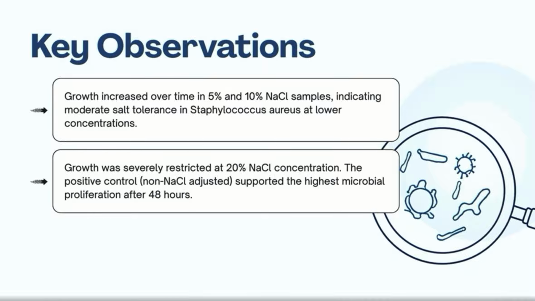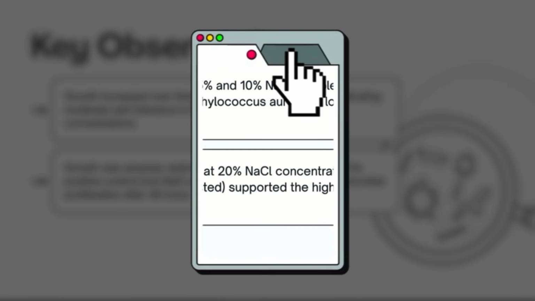To summarize our core findings, there are two key observations from this experiment. Observation 1. Microbial growth clearly increased over time within the 5% and 10% sodium chloride environments. This confirms that Staphylococcus aureus exhibits moderate halotolerance at these lower concentrations. Observation 2. Growth becomes severely restricted once you hit a 20% sodium chloride threshold. Ultimately, the non-sodium chloride adjusted positive control supported the absolute highest level of microbial proliferation by the end of the 48-hour window, proving that while the bacteria can tolerate lower salt levels, elevated concentrations are highly effective at inhibiting their growth.